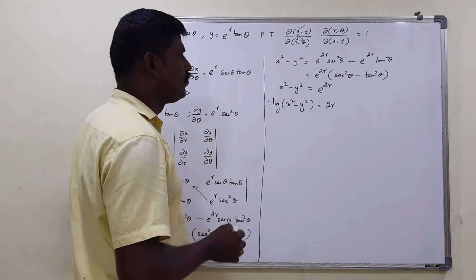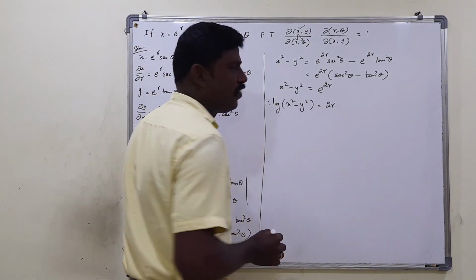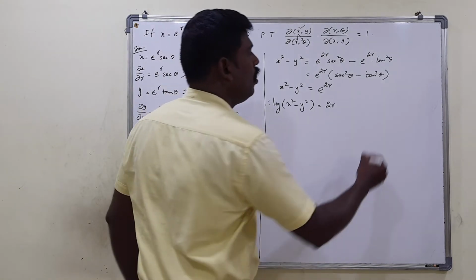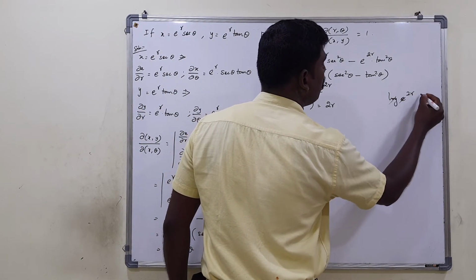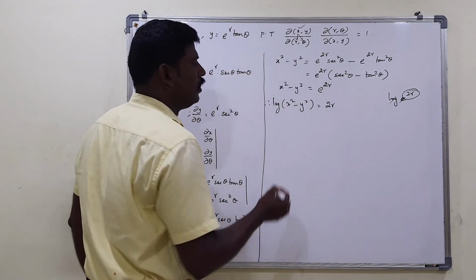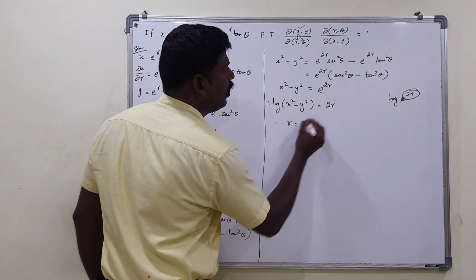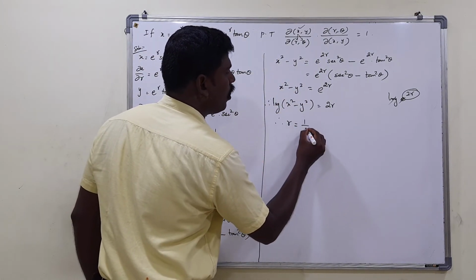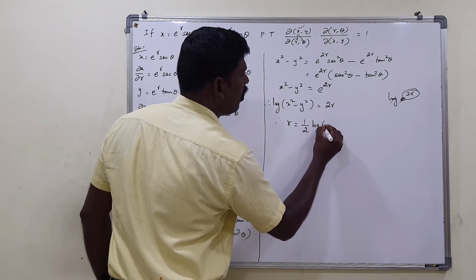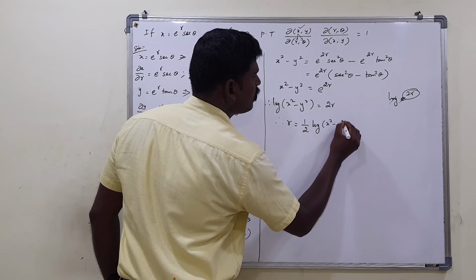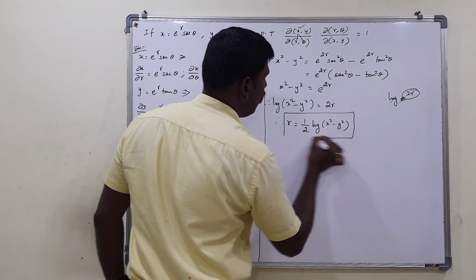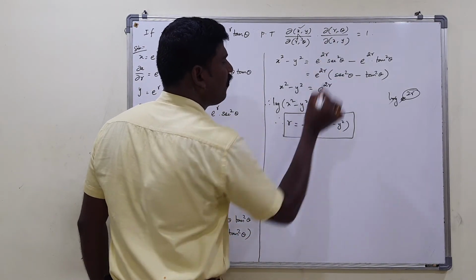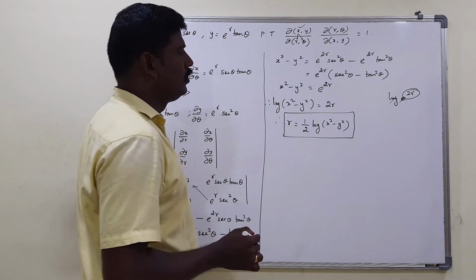So both are inverse functions. Exponential function and logarithmic functions are inverse functions. So log of e power 2r becomes, both will cancel, 2r alone you will get it. Therefore, what is r? Taking this 2 to the left hand side, r is 1 by 2 into log of x square minus y square. Now I obtain r in terms of x and y, right?